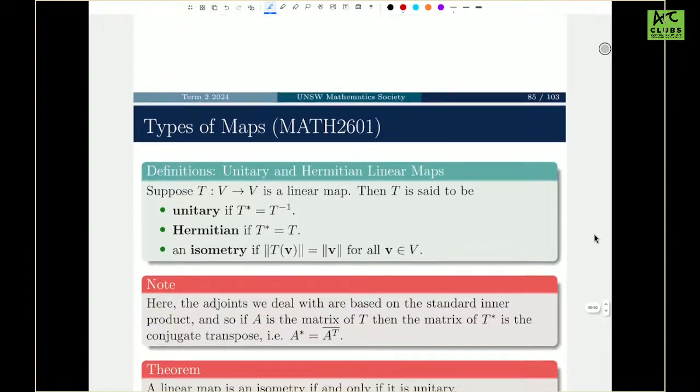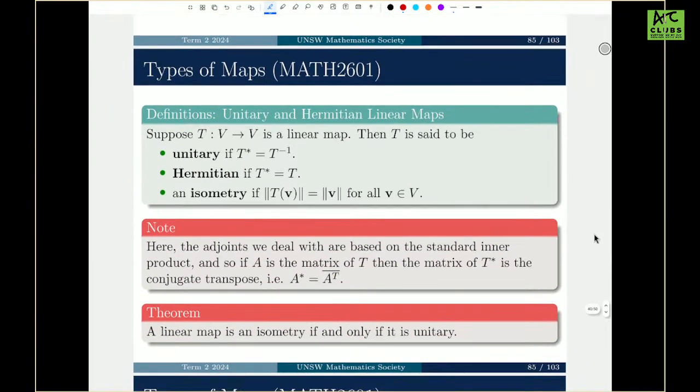There's an important fact here. The adjoints are based on the standard inner product. So if we have a matrix T, then the adjoint matrix is just the conjugate transpose. Now, a fun fact about isometries is that a map is an isometry if and only if it is unitary.